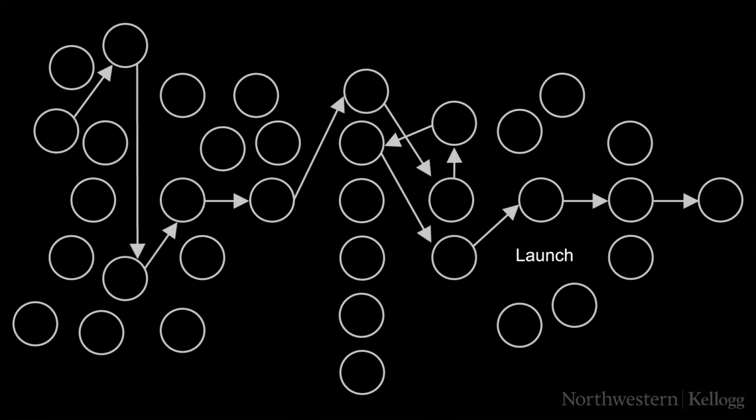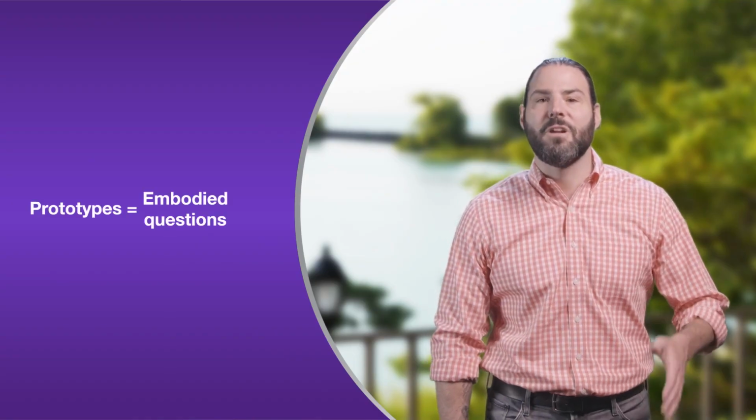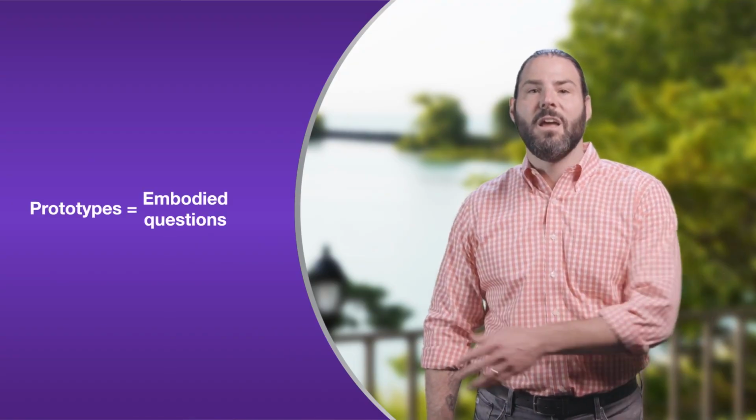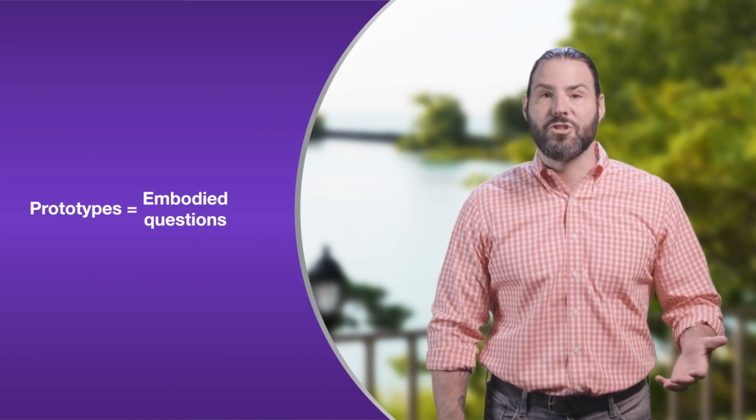But rather, the true innovation process is much more nonlinear. It's much more iterative and cyclical, and therefore the definition we use for prototyping here at the Kellogg School is that prototypes are not first versions of final things, they're instead embodied questions. And the only job a prototype has to do is to answer the question that it's asking. And once it's done that job, you can set it aside and move along.